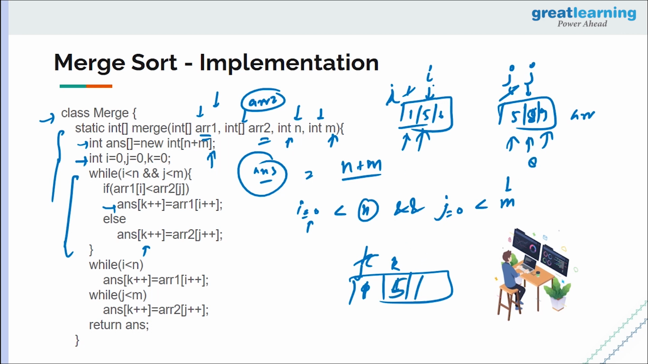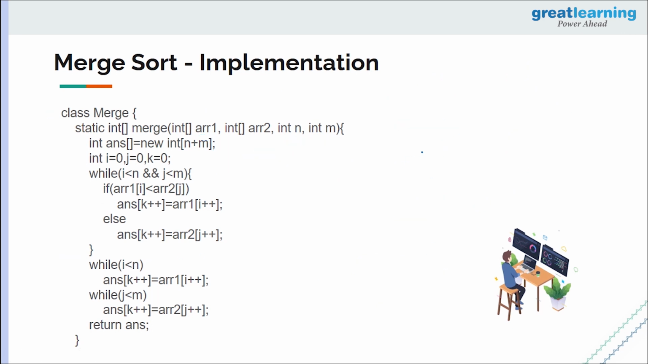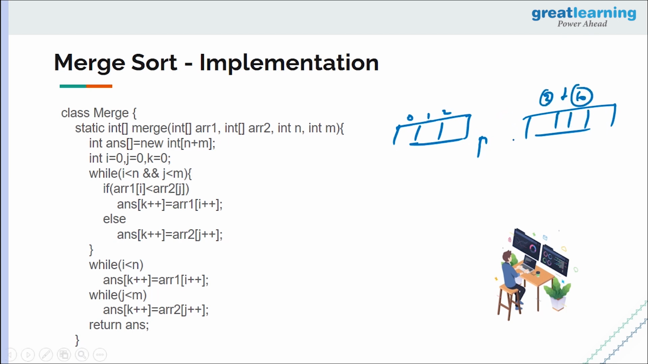Now what happens after that? We'll be pointing here, because we are talking about this array. Suppose this array has 3 elements and we have exhausted it, and in the other we have, let's suppose, 10 elements. Now we have only exhausted 3 or 2 in this array.